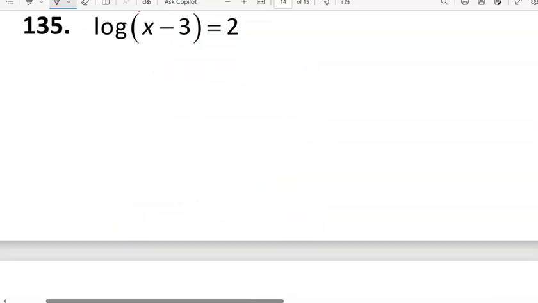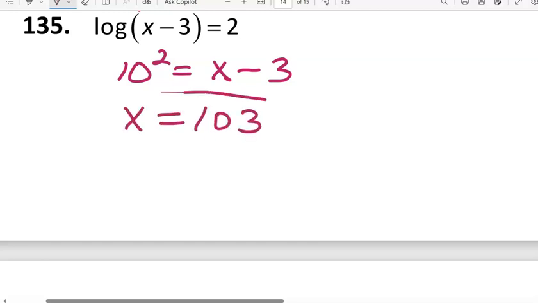Last equation in this section, if our base is 10, our exponent is 2, since a logarithm equals an exponent, and that equals x minus 3. Remember, log with an unspecified base is base 10. So since 10 squared is 100, adding 3 to both sides, x is 103.